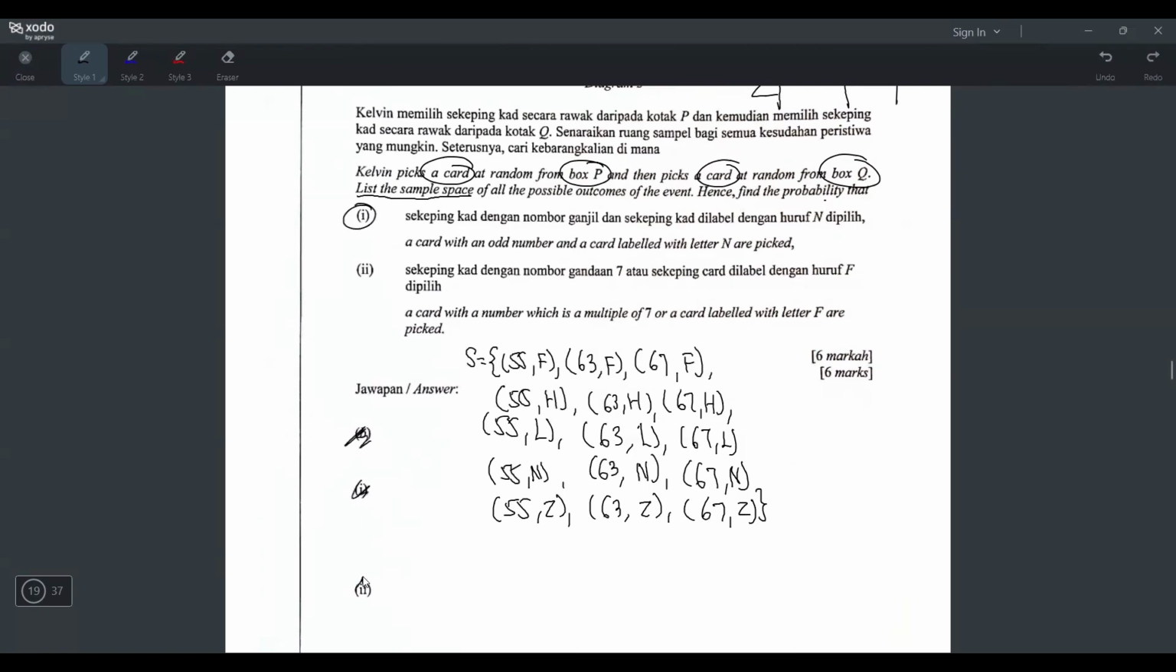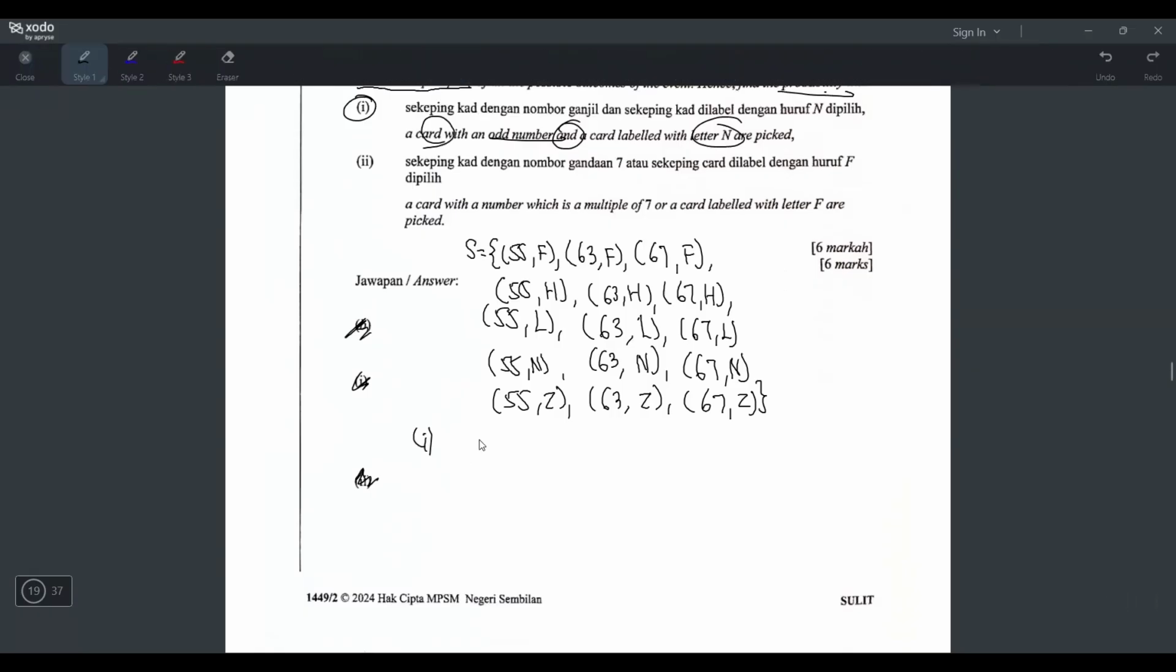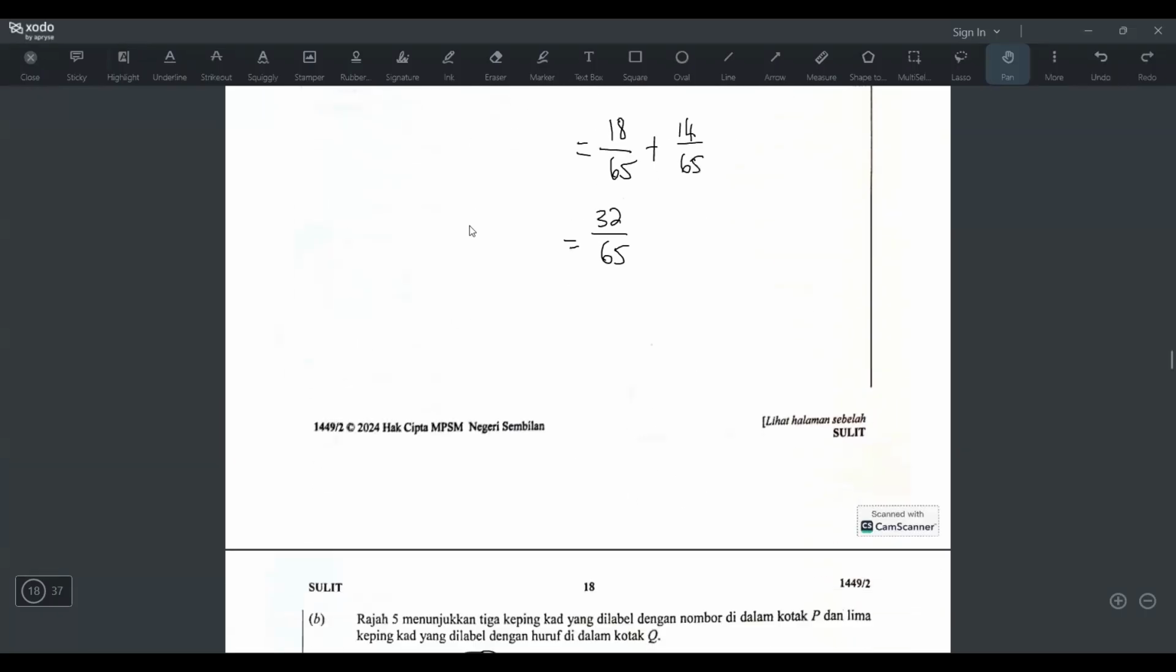So how to do question number one? Let's read the question first. They want to find the probability that a card with an odd number and a card labeled with N are picked. So what I will do now is leave an empty line, and then write the probability of what they want: odd number and N. Why do I ask you to leave an empty space here? Because you have to write down the possible outcomes. You must do that in the exam. That's why just now when I did the sample space, I also wrote down the outcomes.